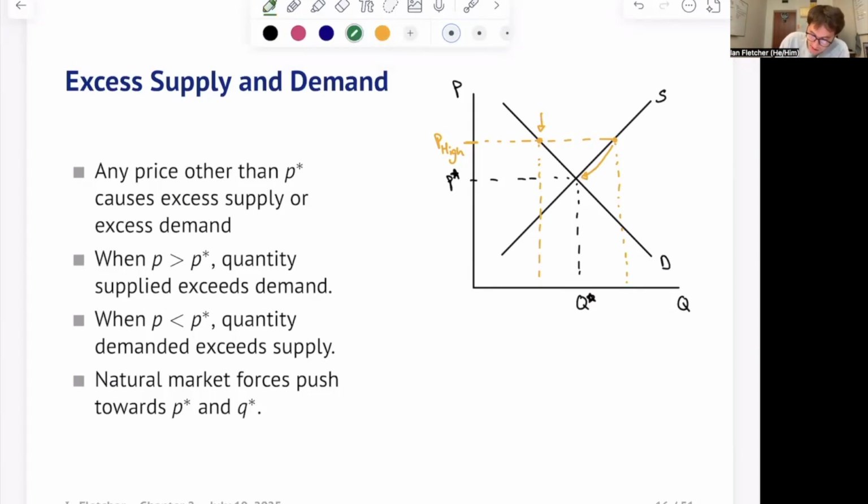Very similarly, suppose that this price was set too low, and now we've got these crossing points here. We're going to say the same thing: our quantity demanded far exceeds the quantity supplied. People are willing to pay a lot of money for these goods, and so the sellers can raise their price and it will push us back up towards the equilibrium.